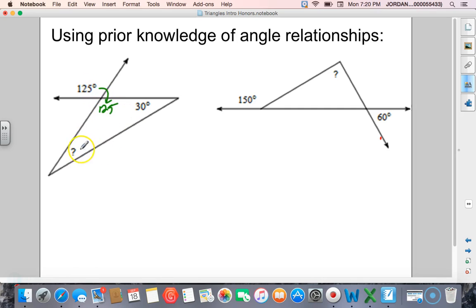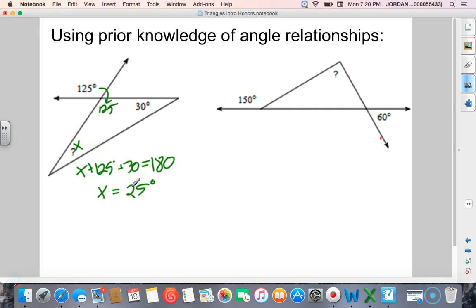Now I can set up my equation. So I can say this is x plus 125 plus 30 equals 180. And then whenever I subtract both of those, I'm going to get 25 for x. And that's also 25 degrees because that's the only thing on that angle.